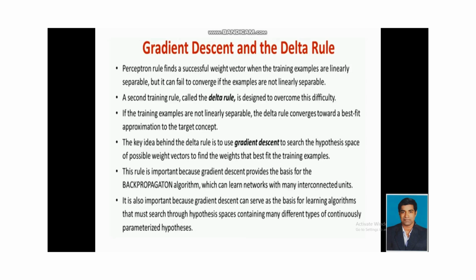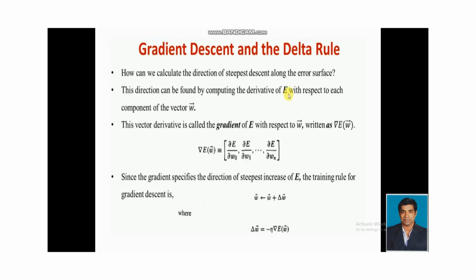This rule is important because gradient descent provides the basis for the backpropagation algorithm, which can learn networks with many interconnected units. It is also important because gradient descent can serve as the basis for learning algorithms that must search through hypothesis spaces containing many different types of continuously parameterized hypotheses.